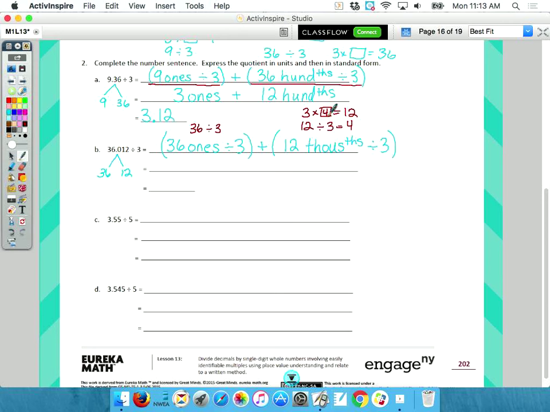And we already know the answer to this one. We did it up here, didn't we? Yeah. So 12 what? 4 thousandths. Okay, so what's 12 ones? 12. Okay, do I have any tenths? Do I have any hundredths? Do I have any thousandths? Yes. Okay, how are we doing? Good. Okay, let's do C.